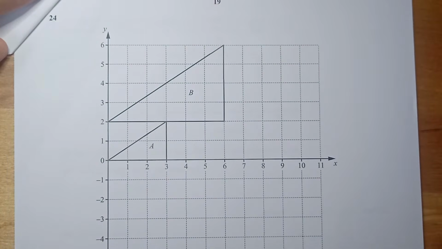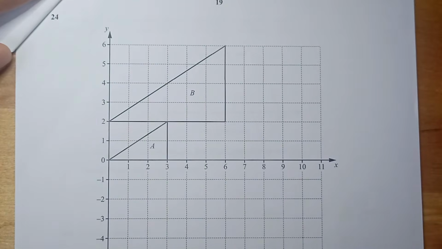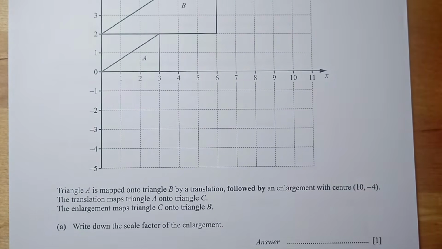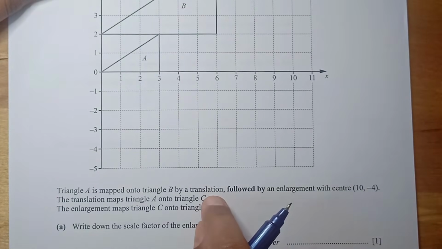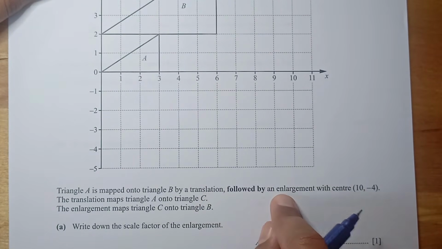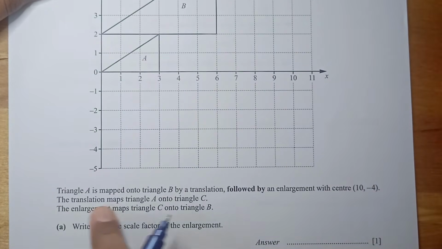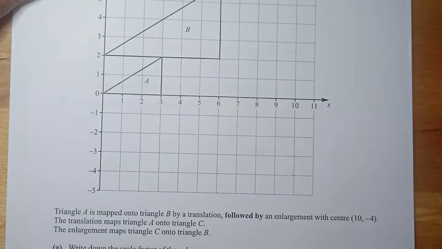Question number 24. We have been given two triangles, A and B, on the grid. Triangle A is mapped onto triangle B by a translation, followed by an enlargement with the center (10, -4). The translation maps triangle A onto triangle C. The enlargement maps triangle C onto triangle D. Write down the scale factor of the enlargement for the first part, just the scale factor.